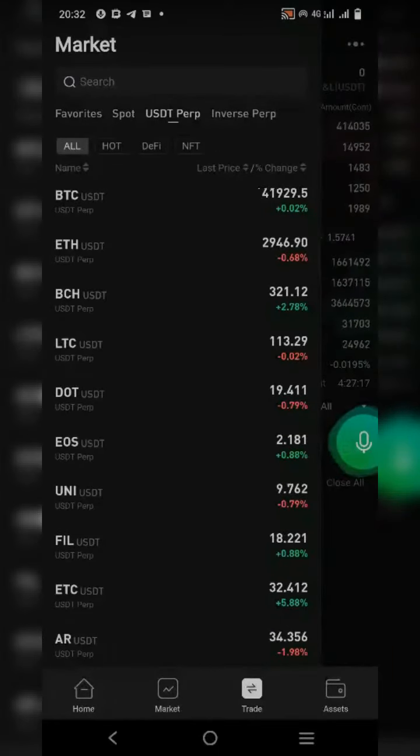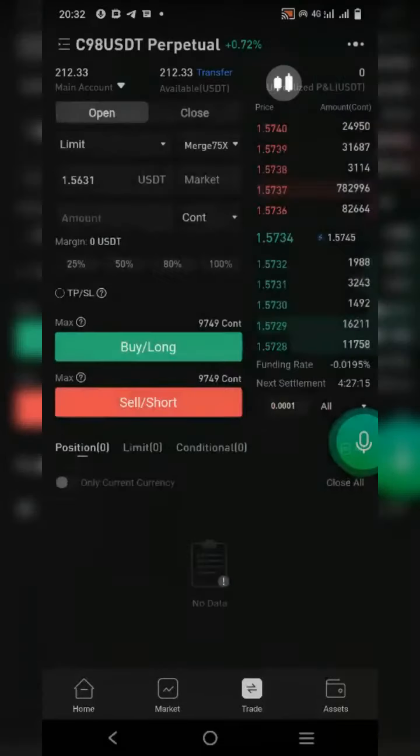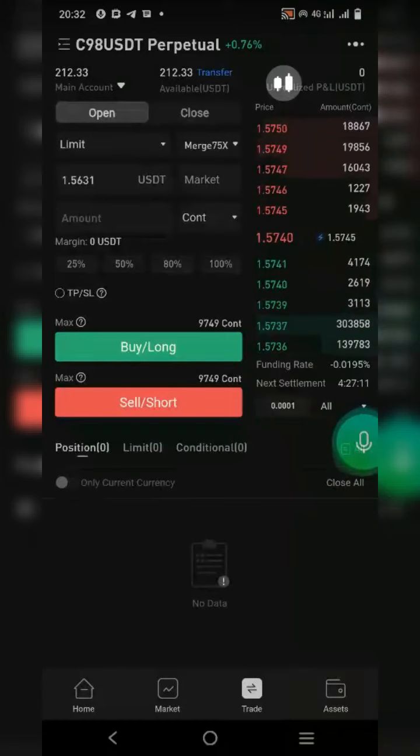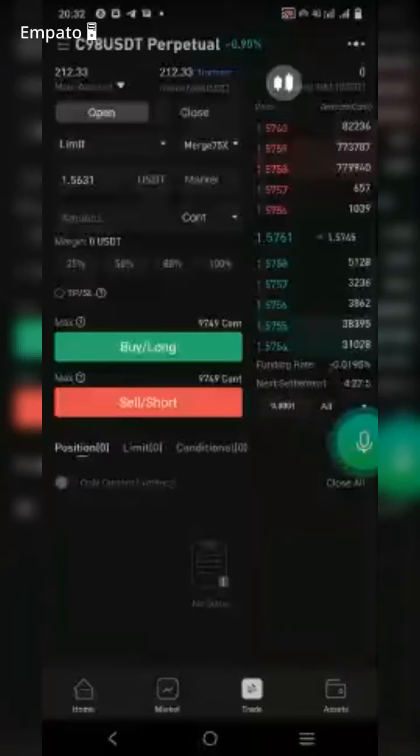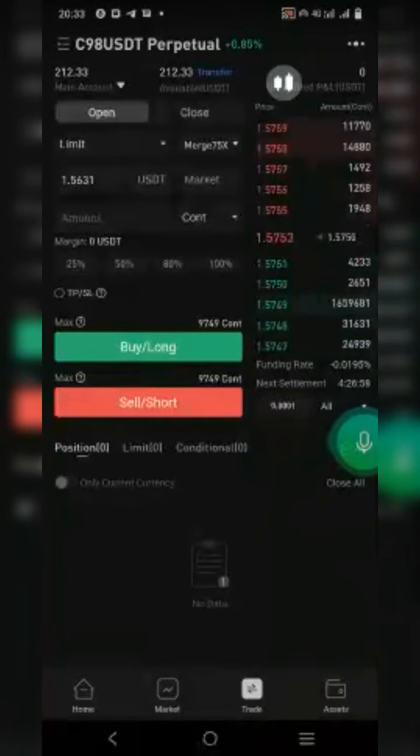For the USDT or the derivative market, it means you can decide to long your market or short it. If the market is going up, you can make money. If the market is going down, you can make money. But if you are wrong on your decision, or wrong on your prediction, you lose money.